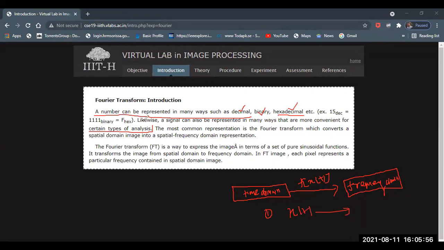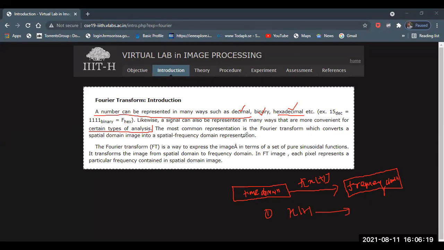So, as we said, numbers are represented in different formats. Similarly, a signal can be represented in many ways that are more convenient for certain types of analysis. The most common representation is the Fourier transformation, which converts the spatial domain into the spatial frequency domain representation.